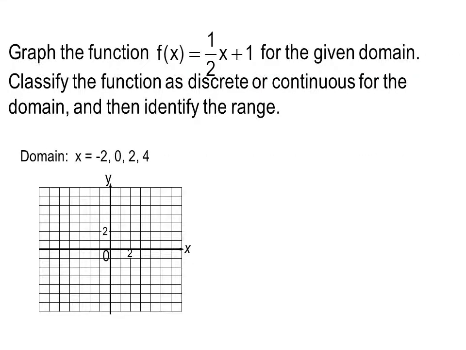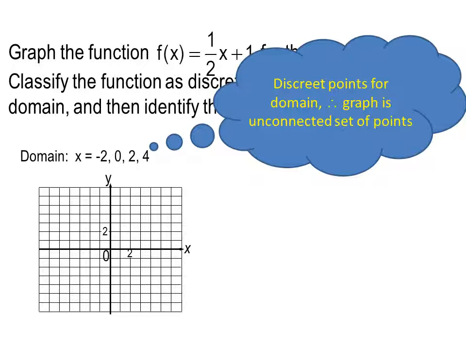It says graph the function f of x is equal to 1/2 x plus 1 for the given domain. Classify the function as discrete or continuous for the domain and identify the range. Okay, so our domain is x is equal to -2, 0, 2, and 4. Here are discrete points for the domain. Therefore, the graph is an unconnected set of points.